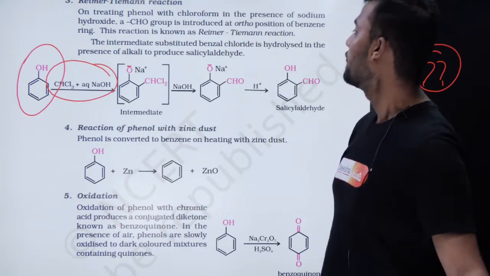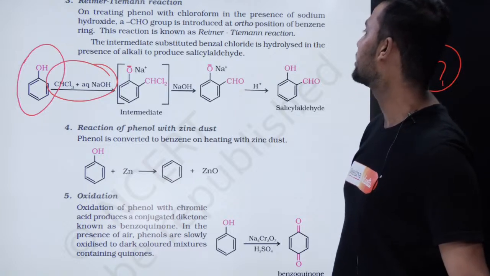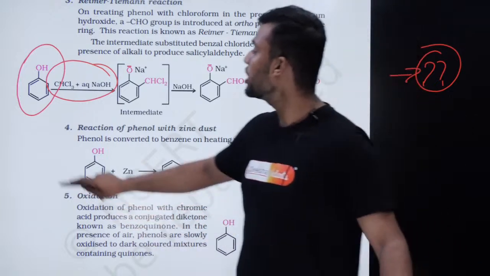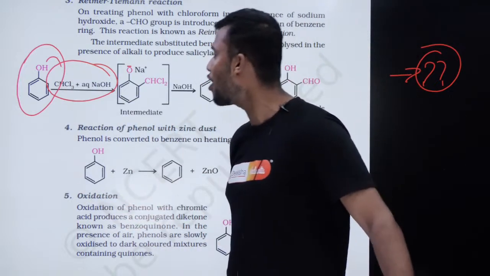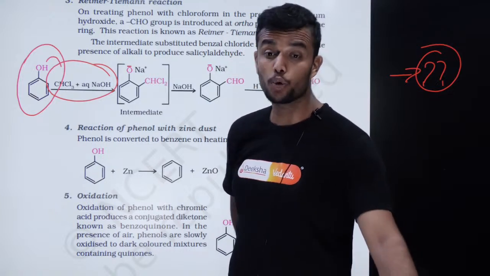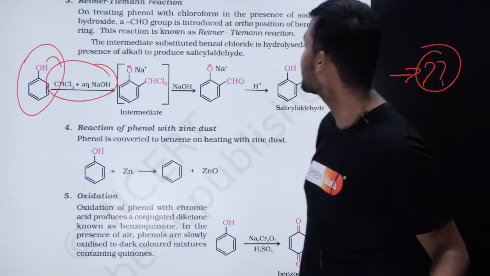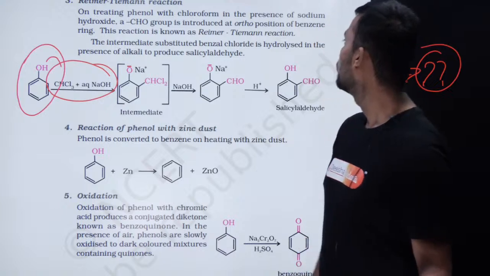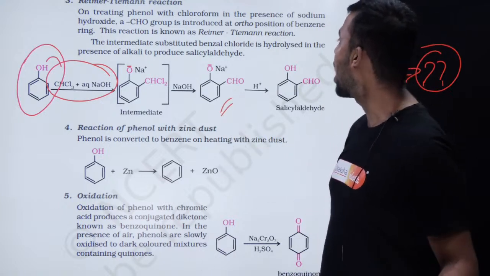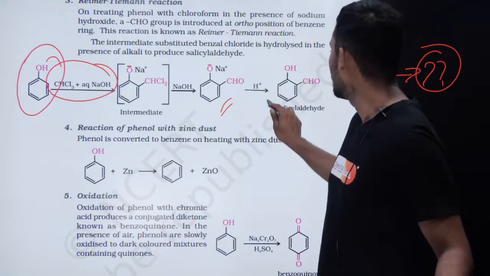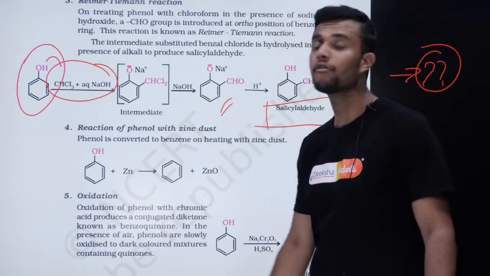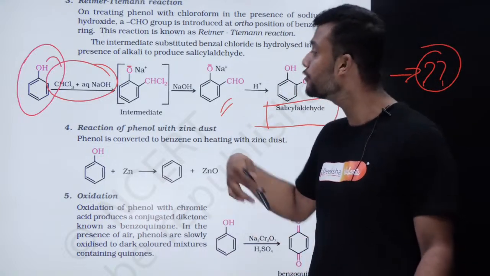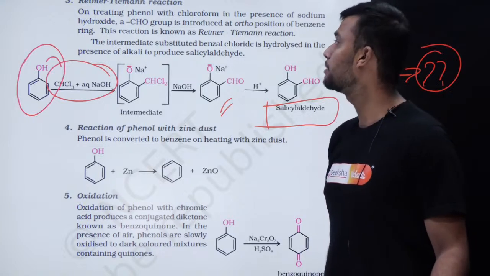Reimer-Tiemann reaction is nothing but treating phenol with chloroform in the presence of aqueous sodium hydroxide, which forms an intermediate compound. Further, this intermediate compound is treated with NaOH to form an aldehyde group. The preparation of salicylaldehyde from phenol is called the Reimer-Tiemann reaction.